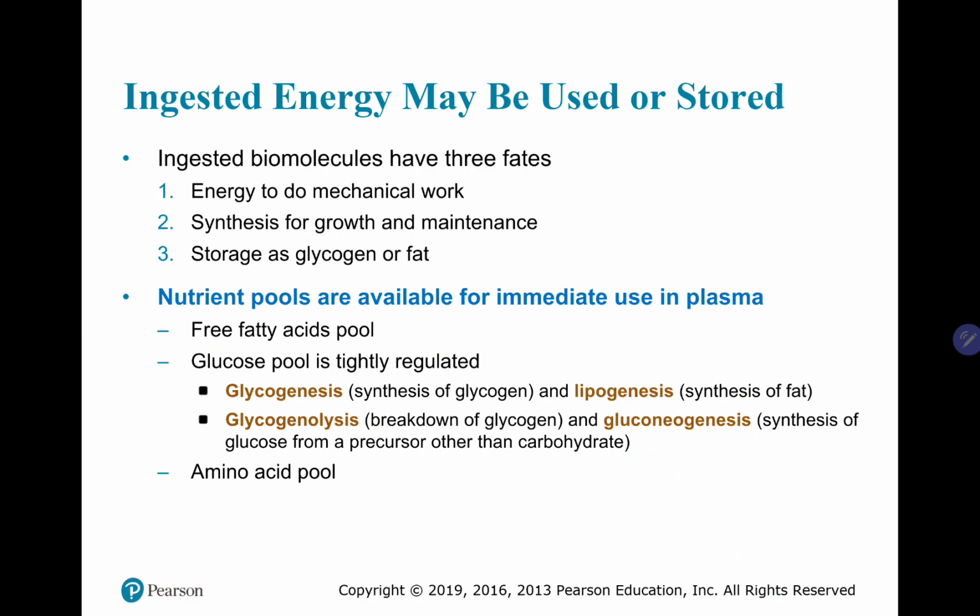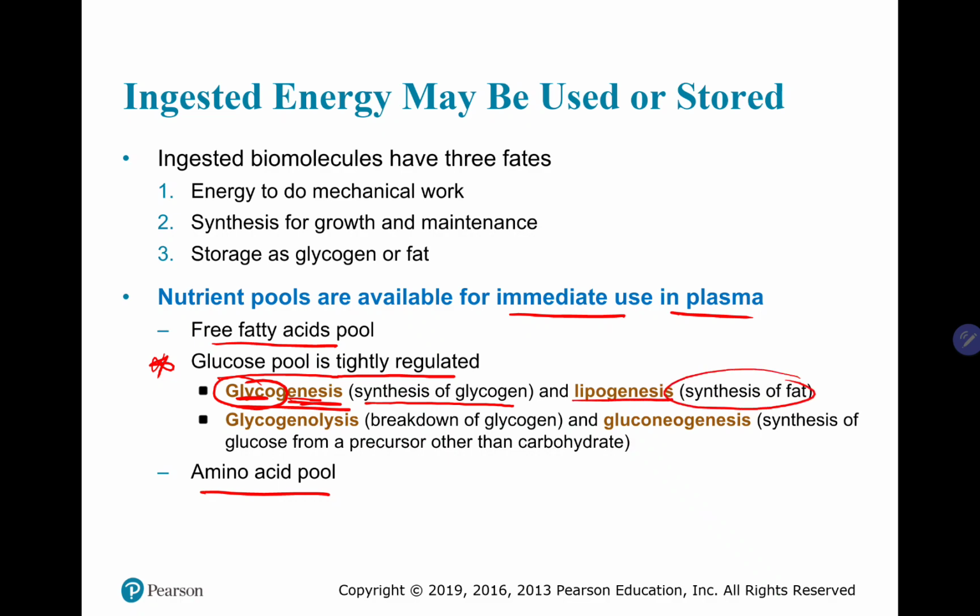However, we have nutrient pools. These nutrient pools are going to be available for immediate use in the plasma. So we have a free fatty acid pool. We have a glucose pool, which is going to be tightly regulated. And we have an amino acid pool. But when we're looking at this glucose pool, which is tightly regulated, I want you to understand these terms too. Glycogenesis, remember, glyco, genesis, to synthesize glycogen. So glycogenesis means synthesis of glycogen. Lipogenesis, synthesis of fat.